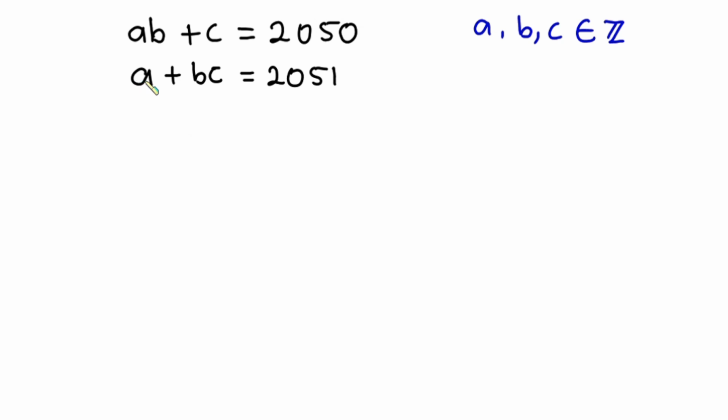Hello everyone, in this video we have this interesting problem. We have AB plus C is equal to 2050 and we also have A plus BC is equal to 2051, and we have to find the values of A, B and C where A, B and C are integers.